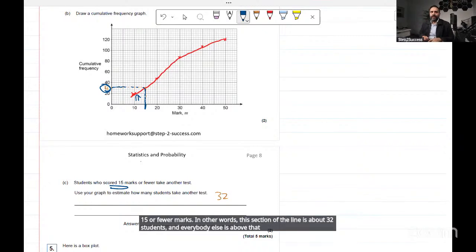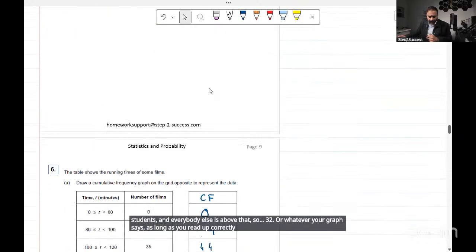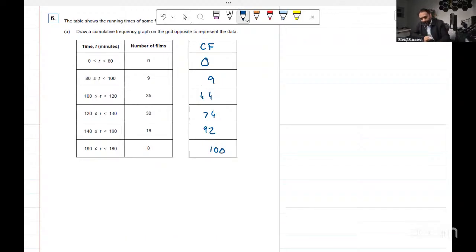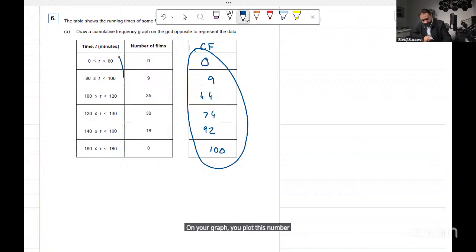So 32, or whatever your graph says. As long as you read up correctly from your graph and across, then you're fine. Back to this. Once you have got these cumulative frequency columns, on your graph, you plot this number with the upper value.